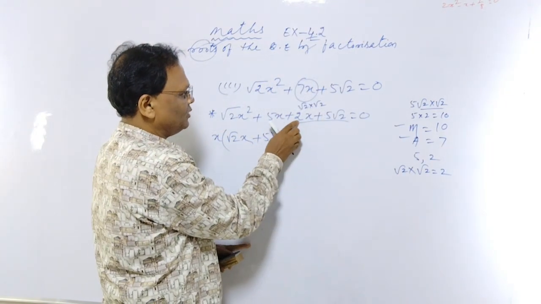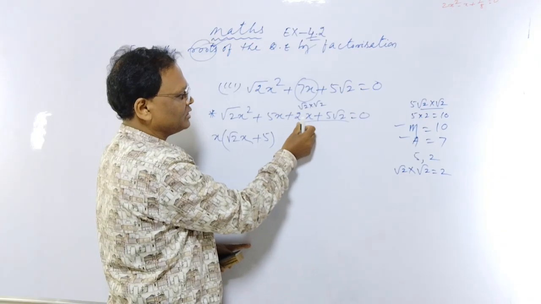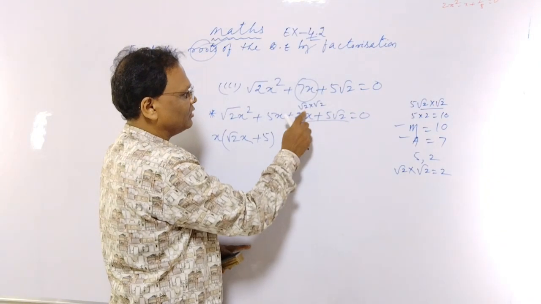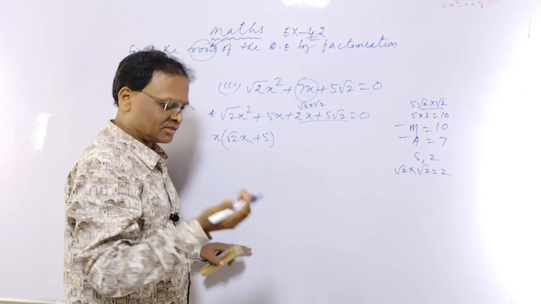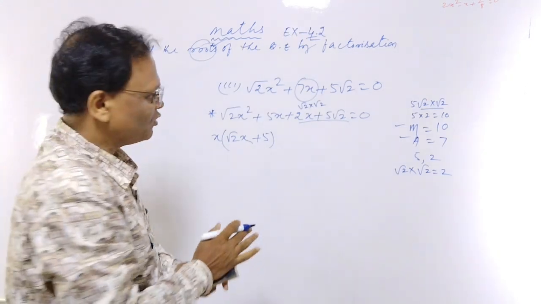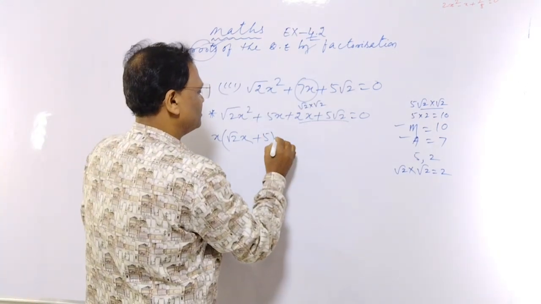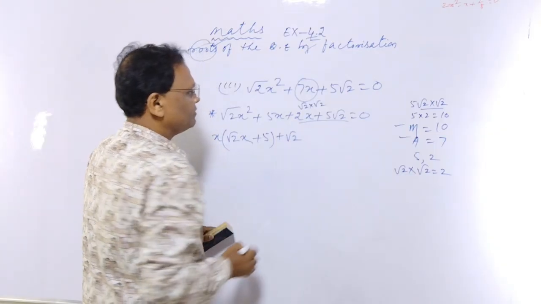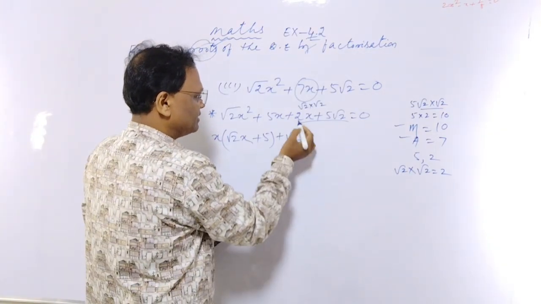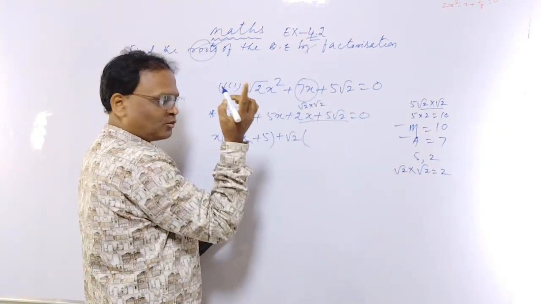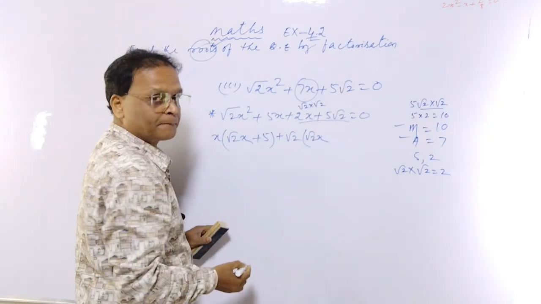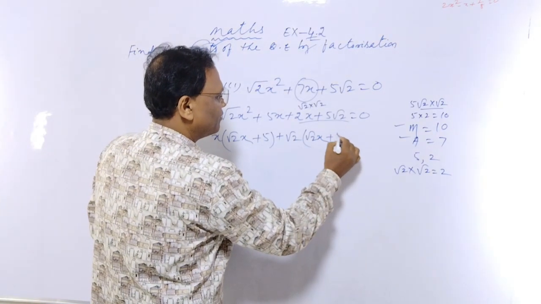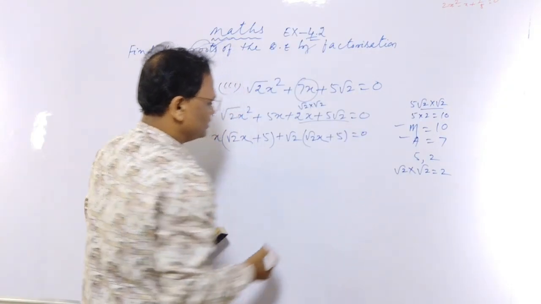That means in this 2 I am having root 2 are there. Now you check it, what is the common? Here 5 root 2, here root 2 are there. So can I take root 2 as a common? Yes, obviously I can take root 2 as a common. So if I take root 2x common, root 2, what I'll get? In these 2, root 2 are there. 1 is already here. 1 is here. Plus 5 is equals to 0.